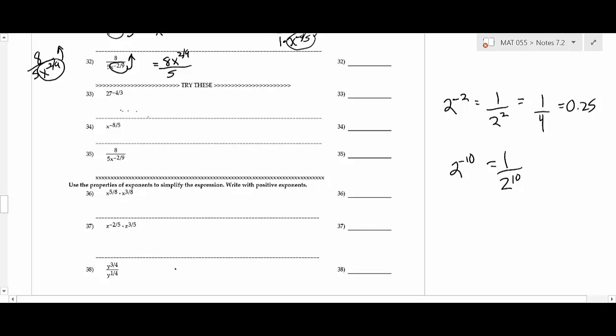So what you would do on a problem like this, number 33, is you would start by writing this as 1 over 27 to the 4/3. If you got a negative exponent, make it positive. Move it to the opposite part of the fraction. Then we're going to apply what we looked at last time. You want to remember that we learned how to deal with this. We learned how to change that into a radical.